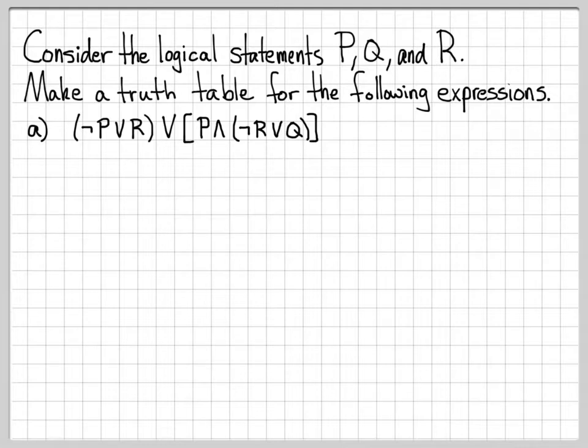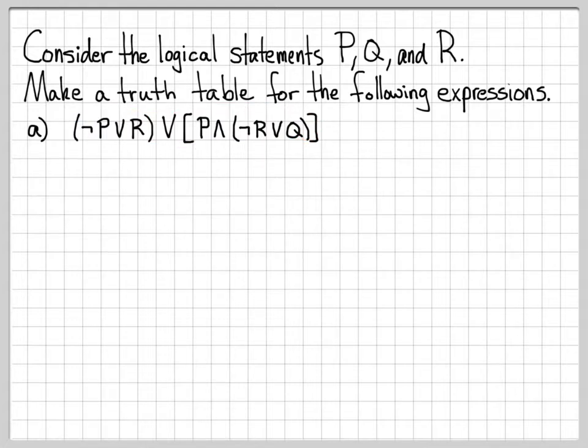So this is quite a complicated expression here, but we're going to follow the same process we did before. We're going to make a truth table consisting of all combinations of our variables, and then we're going to systematically work through and add columns for each part of this expression that we need until we can finally get a final column that is our complete overall logical expression.